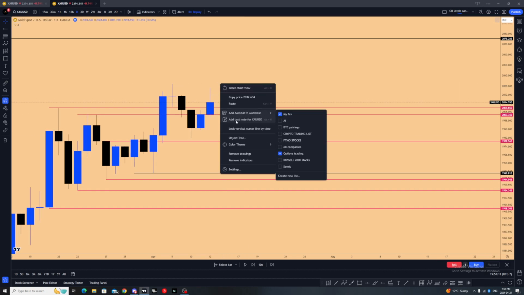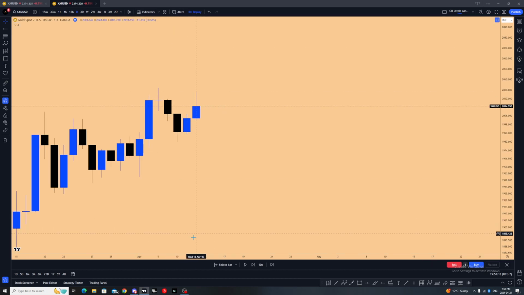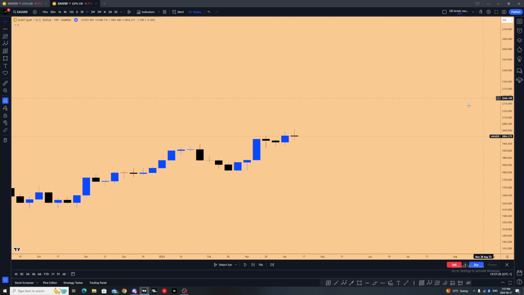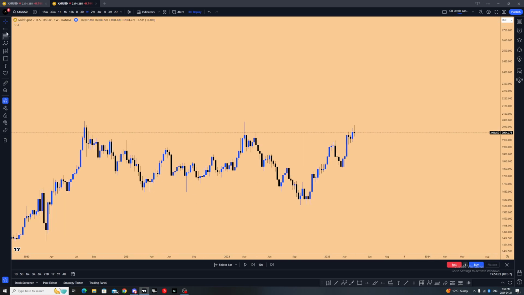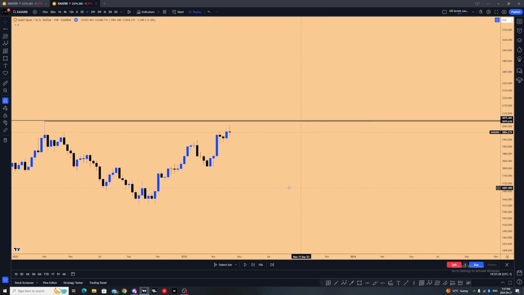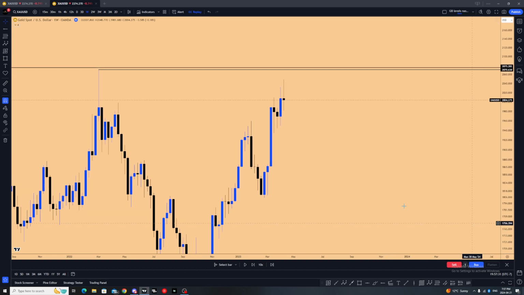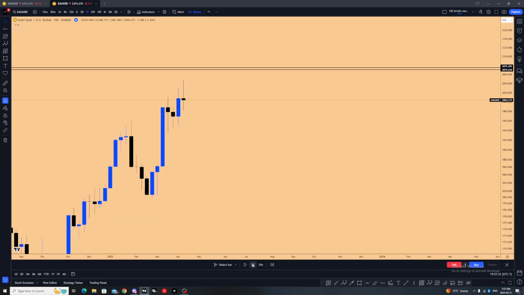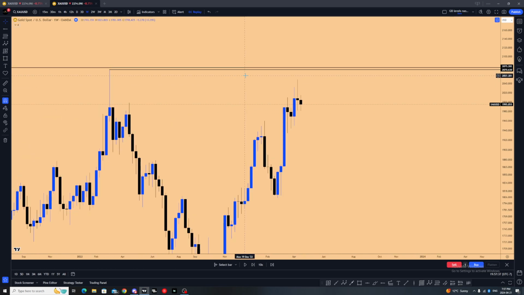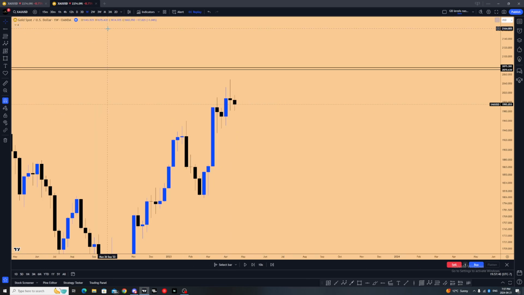And now, wait. Okay, so now we should be keeping track of the weekly chart. The obvious draw for me personally is here. Now I'm going to use the weekly chart because this is a weekly level. So focusing on the daily level is not going to help us much. It's more to do with the weekly expansion.